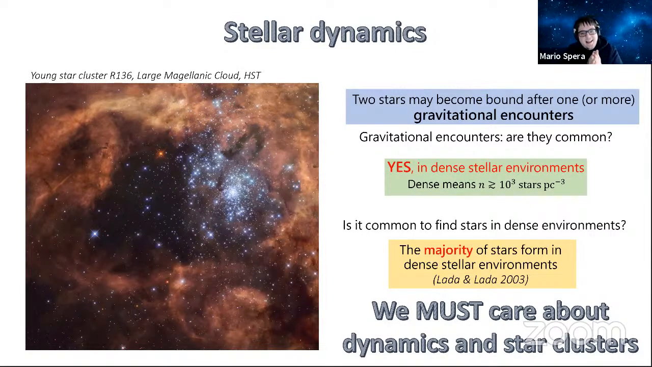Just to give you an example, like the beautiful picture here, which is a young star cluster, a picture taken by HST. That's the R136 cluster in the Large Magellanic Cloud. So it's a dense ensemble of young stars. So stellar dynamics might play a crucial role to understand the origin of merging compact object binaries.